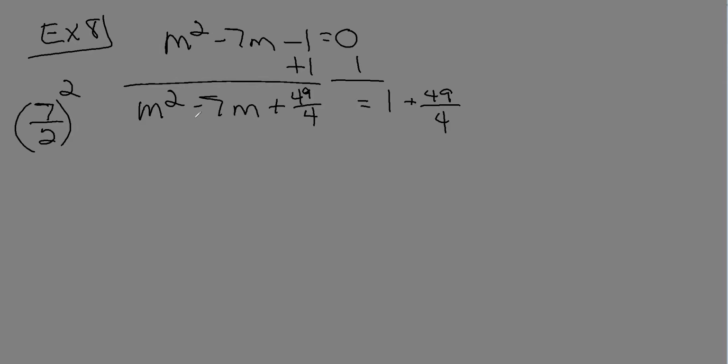Now I can factor this left side. It's a perfect square trinomial, so I know it's going to look something like this: m minus, both minus. And the number that I put in these binomials is right here, the 7 over 2.